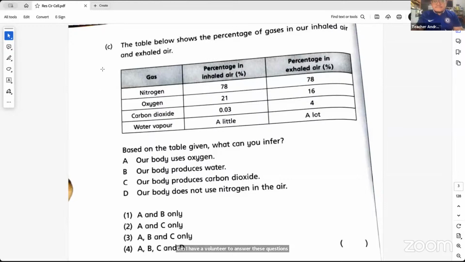Anyone want to try? Hi, good morning, Nathan. I think number 4 is right. You are absolutely right. Thank you very much. Yes, number 4 is right because all these options are correct. Only oxygen in the air moves from the lungs to the blood. So all these things are correct. Therefore, the answer is number 4. Good job.